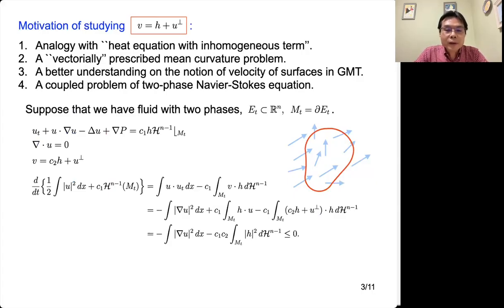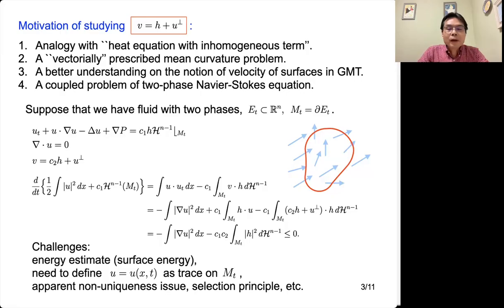And then it comes out to be these two terms as a dissipation of this energy. So as a system, the sum of the kinetic energy of the fluid and the surface area is actually decreasing. Okay, so each of them may not be decreasing, but some of them are decreasing. So that's the system.